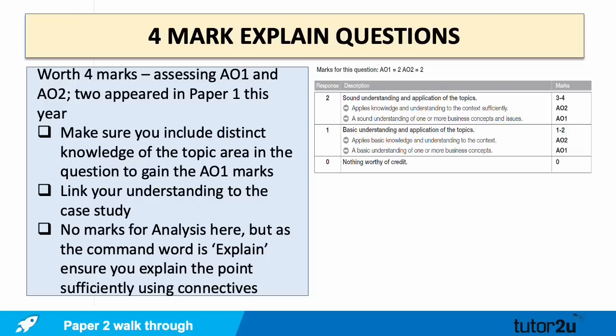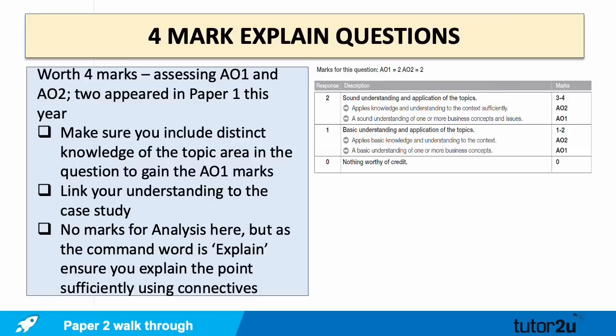So we're going to move on to section C, and the first question type we're going to look at is the 4-mark explain question. And if you remember, 2 of these appeared in paper 1 this year. So I'm just going to quickly run through this type of question because they're not seen in every exam series, but they're likely to appear tomorrow because of their frequency in paper 1.